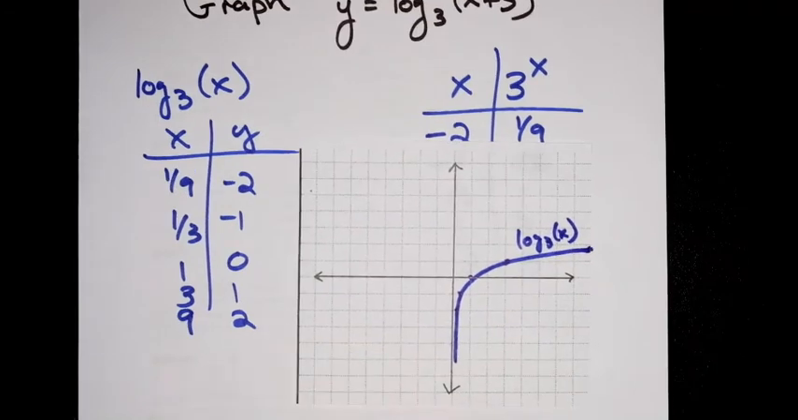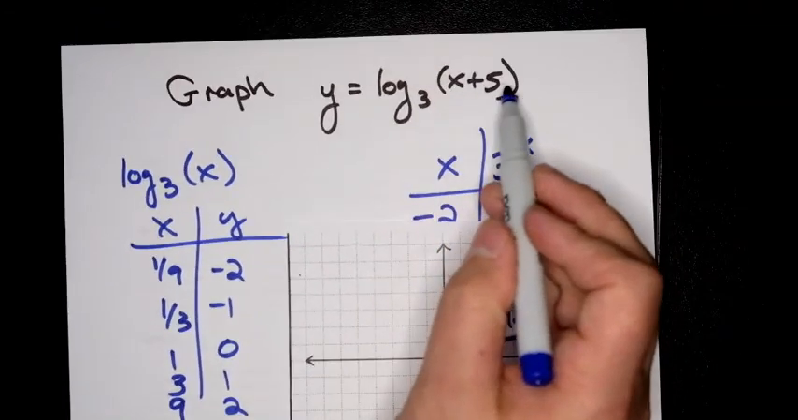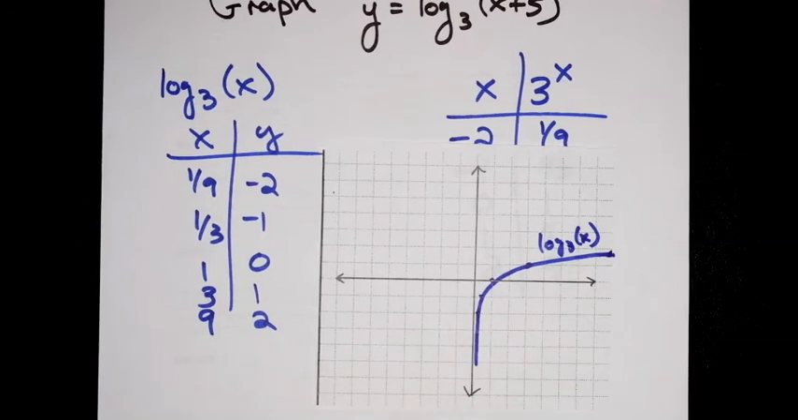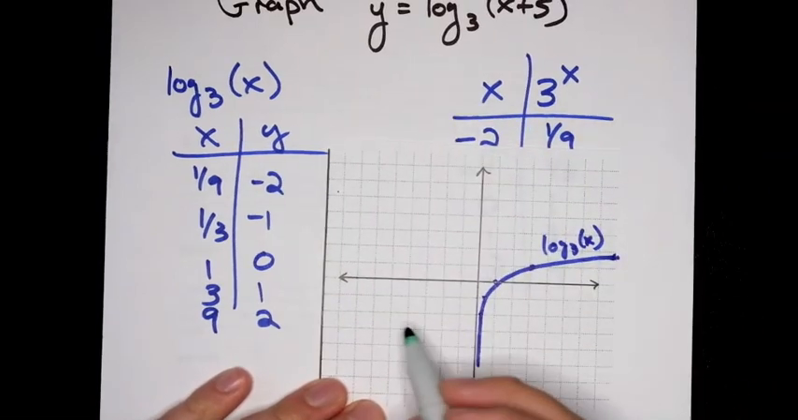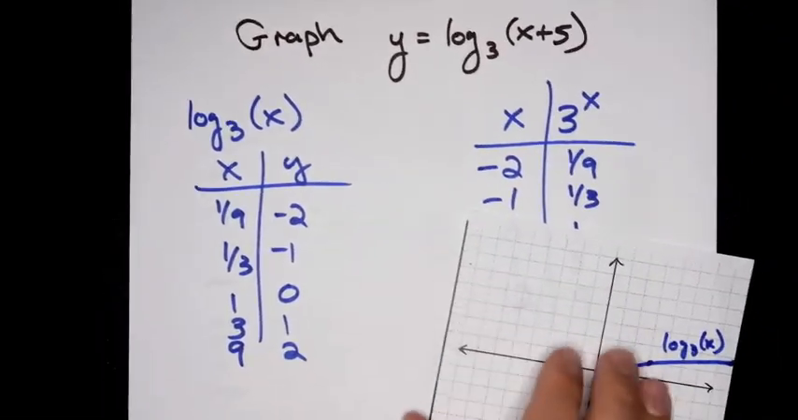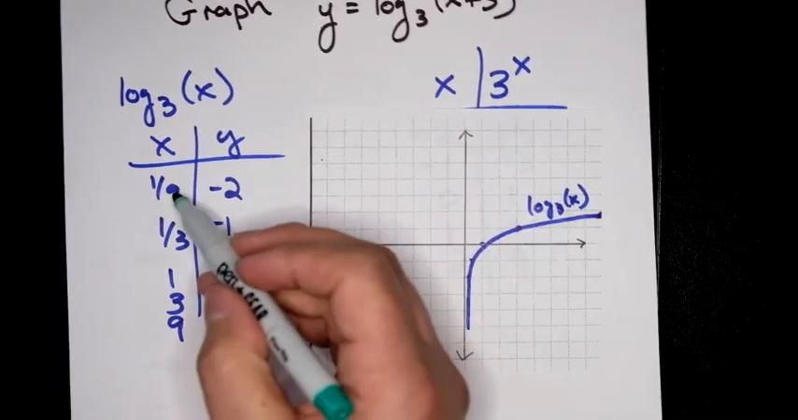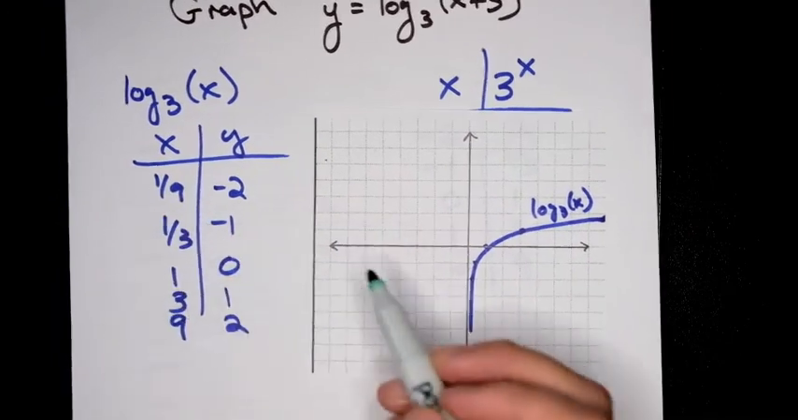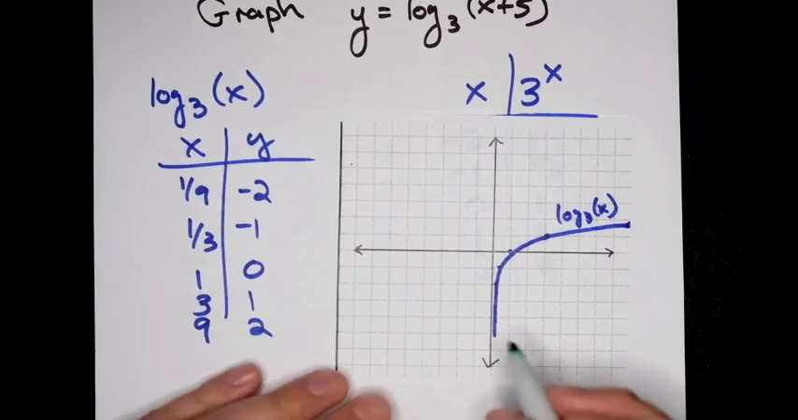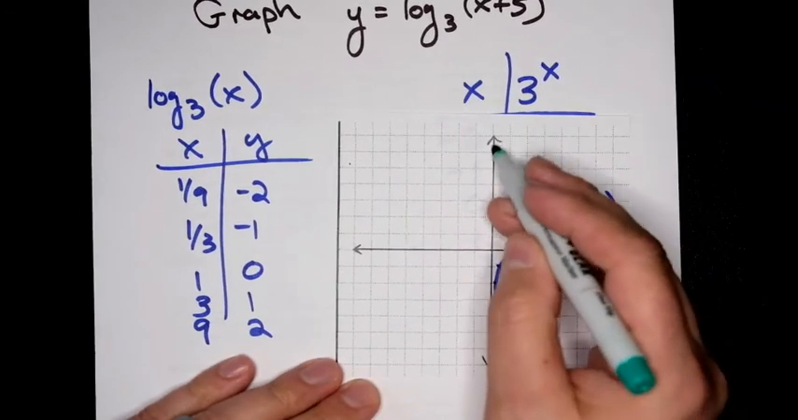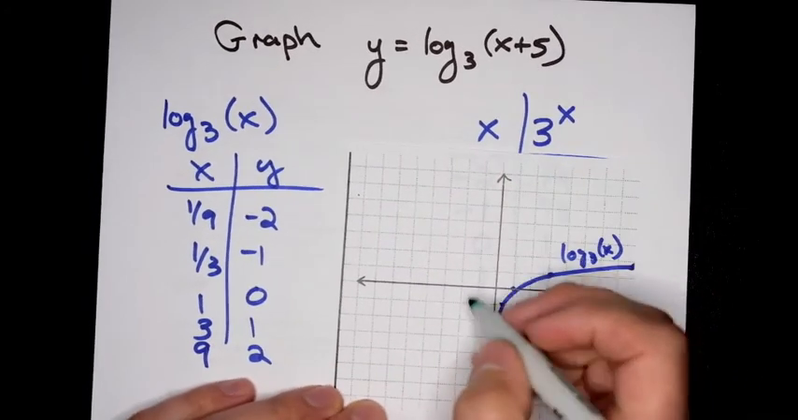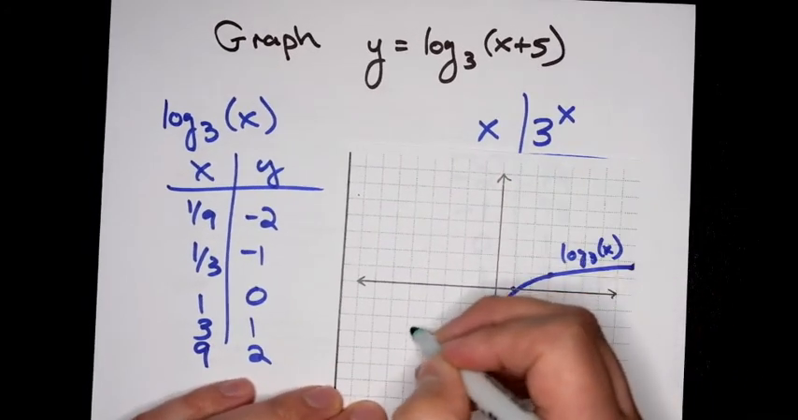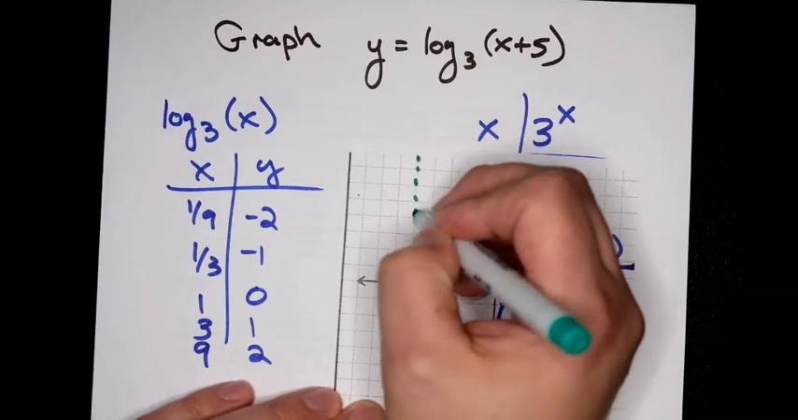If I want to graph log base 3 of (x plus 5), I need to shift all these points to the left 5. So here's where we have a case where we're going to move into the negative realm. And so let's see, my x values are going to move over by 5. So it's going to be 1/9 minus 5 here. And so right now my vertical asymptote is at x equals 0. If I shift that over to the left 5, I'm going to be at 1, 2, 3, 4, 5. Right here's the vertical asymptote.